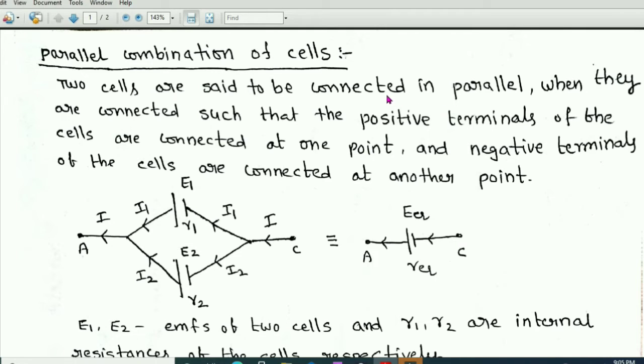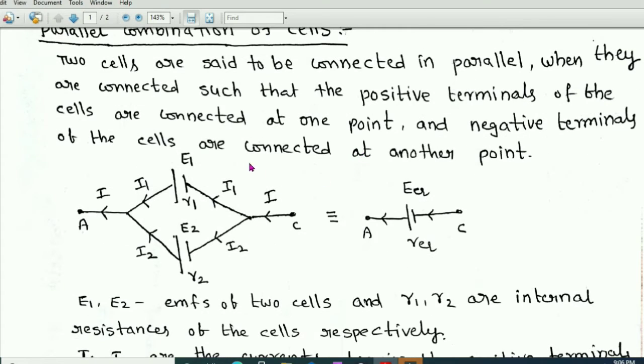Any number of cells are connected in parallel when they are connected such that the positive terminals of the cells are connected at one point, and the negative terminals of all the cells are connected to another point. If the cells are connected like this, then the combination is said to be a parallel combination of the cells.